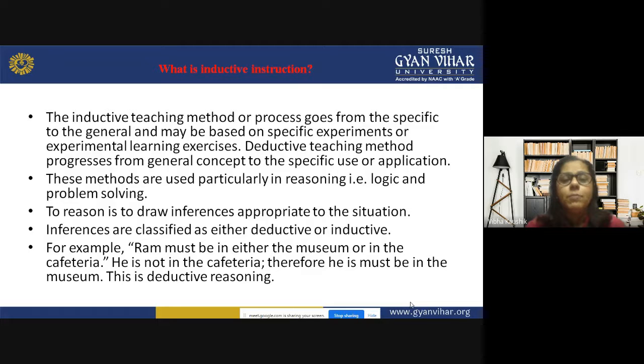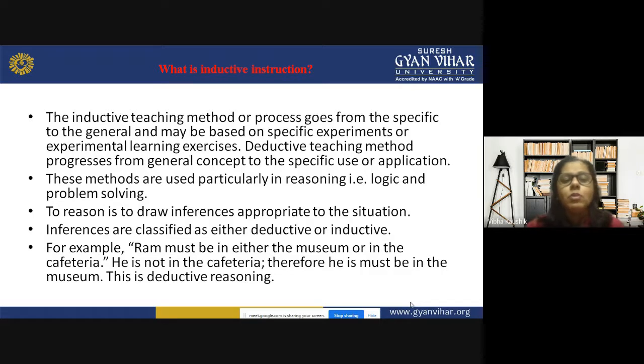The inductive teaching method or process goes from the specific to the general. When we are talking about the inductive teaching method, the process goes from specific to general, particular to general, and may be based on specific experiments or experiential learning experiences. Deductive teaching method progresses from a general concept to the specific use or application of that.